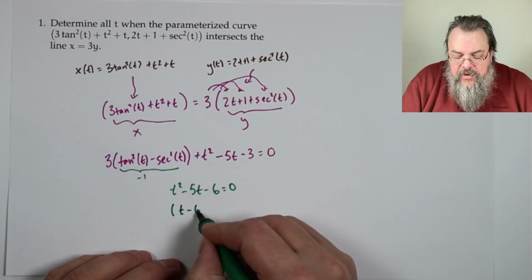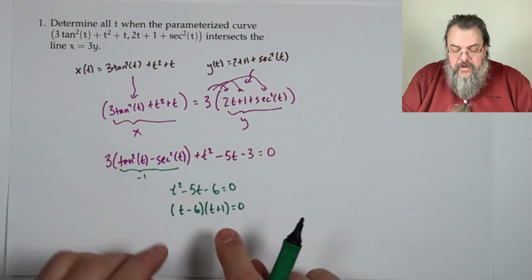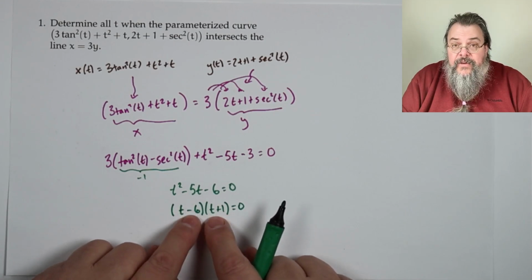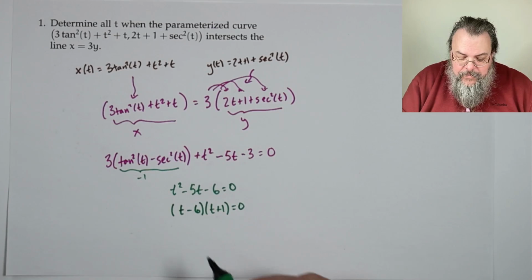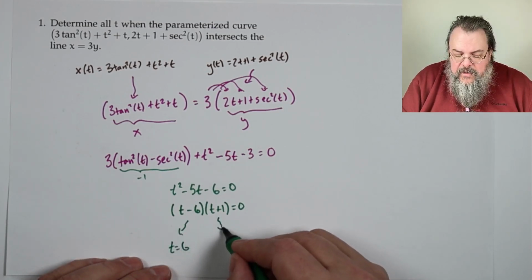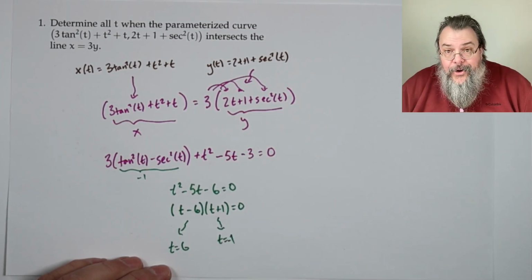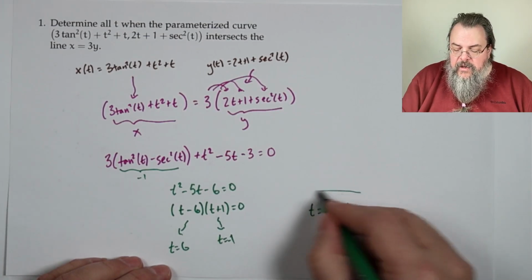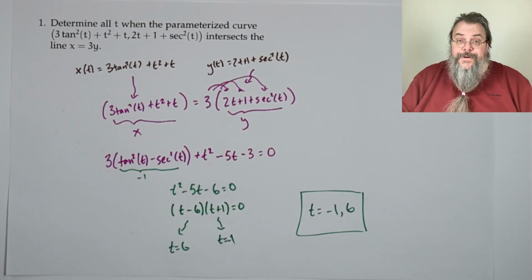Well, I can think of two numbers that do that. If I take -6 and +1, let's see if it works. Check the multiplication. t squared, good. Plus t minus 6t is minus 5t, and then minus 6 times 1 is minus 6. So it works. And that gets us to either t equals 6 or t equals -1. So our final answer, all the t where this works, will be the two values, -1 and +6. And there we go. Woohoo!